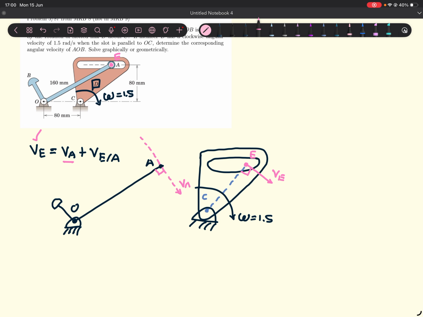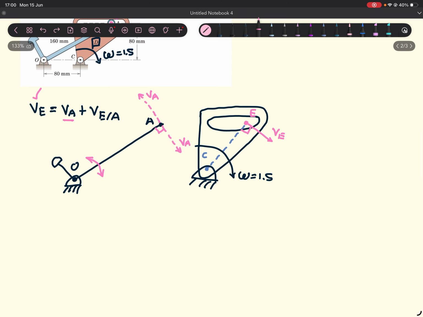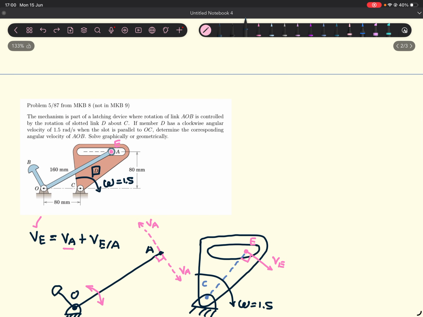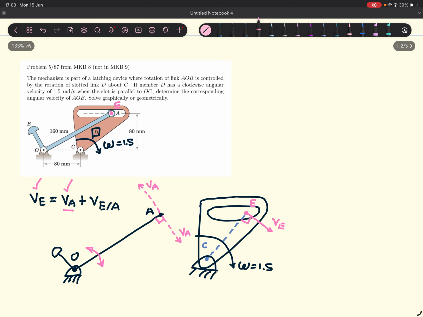So this is VA, and because this whole thing is going through fixed axis rotation about point O, VA has to be perpendicular to OA, right? Cool. So we've done as much as we could for VA. We don't know if it's going to point upwards or down, but we know that it's going to be perpendicular to this. So yeah, we've done as much as we could there.